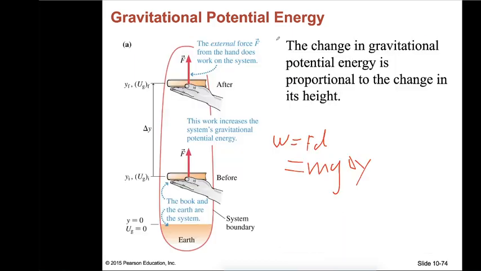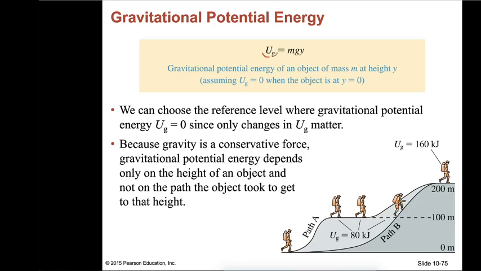So this work is completely converted into the gravitational potential energy. So the gravitational potential energy is calculated by mgy. We can choose the reference level where gravitational potential energy Ug equals 0, since only changes in Ug matter. Because gravity is a conservative force, gravitational potential energy depends only on the height. It's independent of the path.